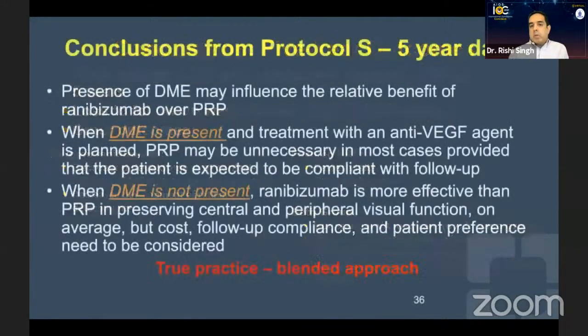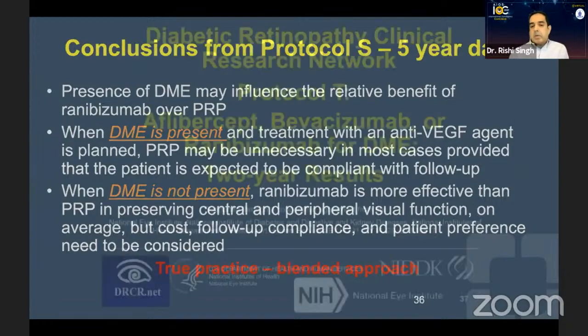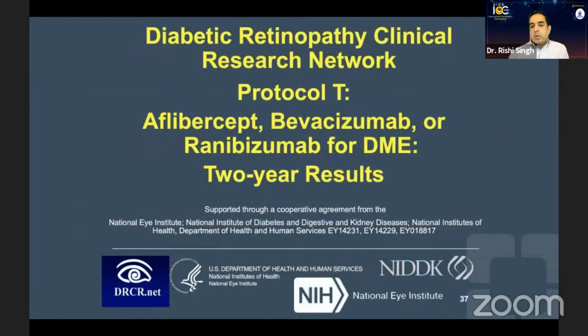But how do we do it in real practice? This is really a blended approach. It's a blended approach of if DME is present, we treat with anti-VEGF clearly. But even if DME is not present, a lot of us treat with anti-VEGF in between our PRP treatments in clinical practice today, and that's been reflected in a lot of the ASRS data as well.